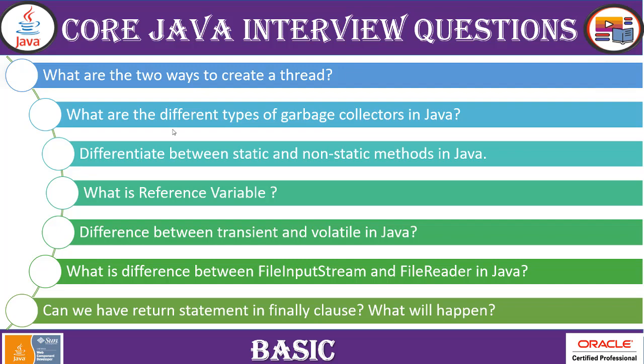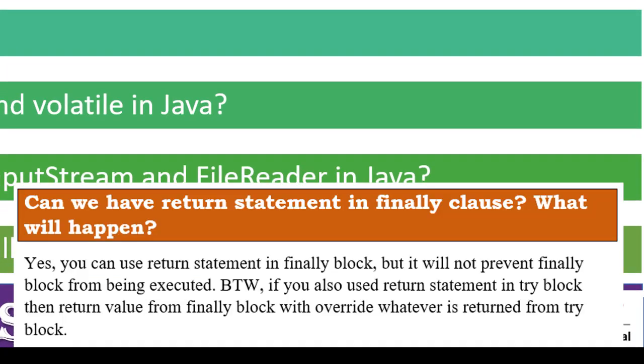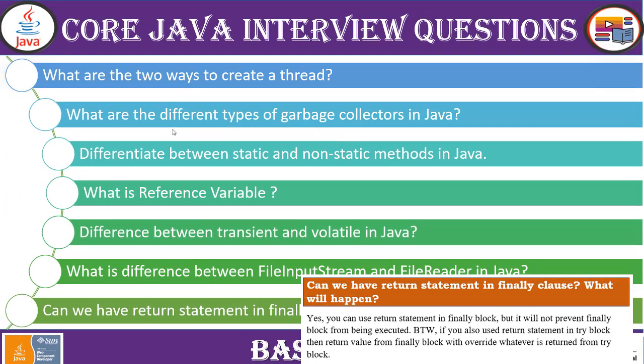Now, can we have a return statement in the finally clause? What will happen if you have one? Yes, you can use a return statement in the finally block, but it will not prevent the finally block from being executed. If you use a return statement in the try block, then the return value from the finally block will override whatever is returned from the try block.